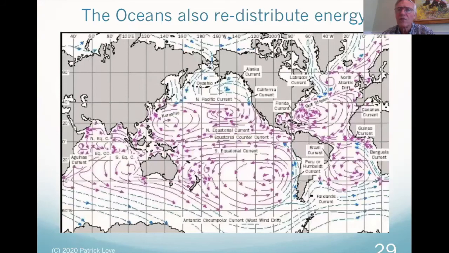Okay, now we also get energy distribution from the oceans. And I'm not going to go into the full physics of this. It's not that much more complicated than the atmosphere, but it takes a little time to explain. Basically the oceans have what are called surface currents. What you're looking at here is the surface currents. And these have what are called gyres, G-Y-R-E-S.